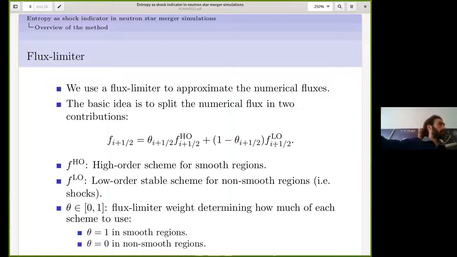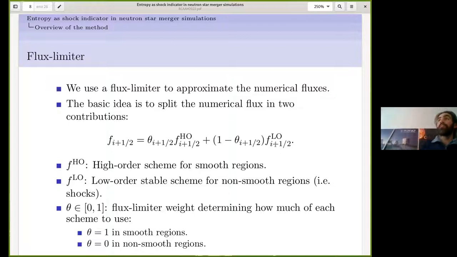This is a totally standard procedure. I haven't done anything new; one can find it in a chapter of a book like Toro. So this is a totally standard formulation. This flux limiter idea is not new. It exists in the bibliography.